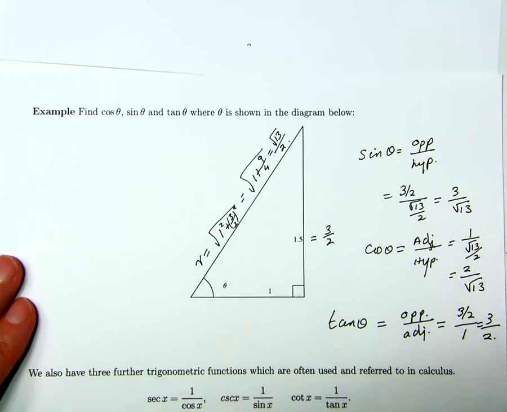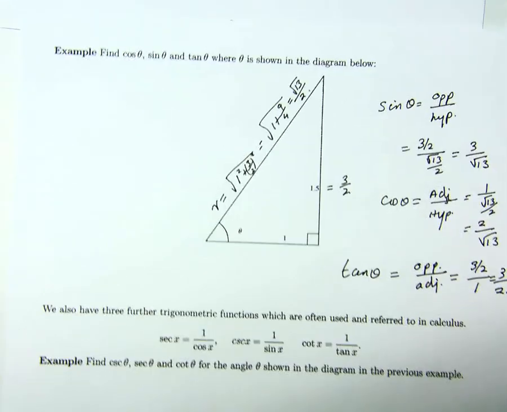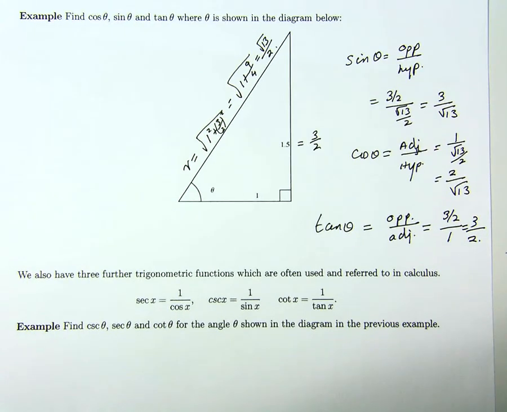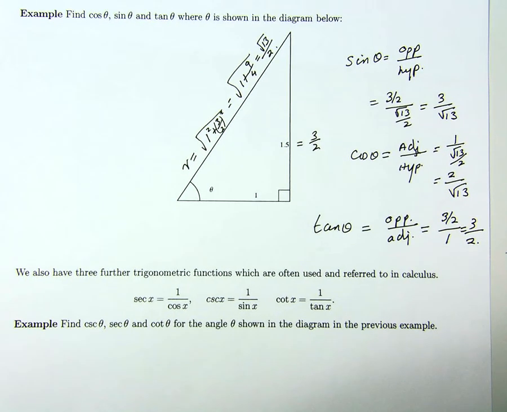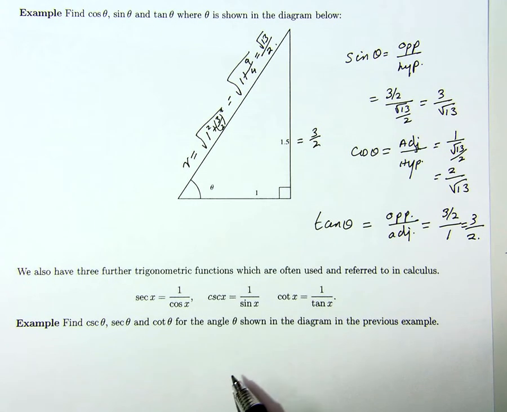We also have three other important trigonometric functions, which I guess they're called secant of theta, cosecant of theta, and cotangent of theta, and they're just the reciprocal of the previous functions. So secant of theta is 1 over cosine of theta, and cosecant of theta is 1 over sine of theta, and cotangent is just 1 over tangent of theta.